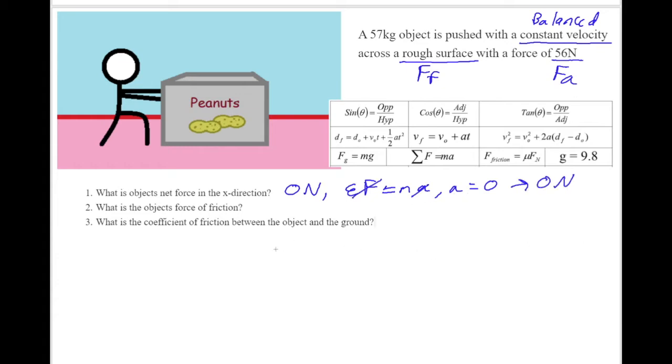All right, next it says, what is the object's force of friction? So force friction, we know we can find out by taking our force normal and multiplying it by our coefficient of friction. We don't have the coefficient of friction right now, and we don't know force normal either, so we can't figure out what force friction is at the moment. There's too many unknowns. But what we do know is that our object's moving at a constant velocity, and it means that our forces are balanced.